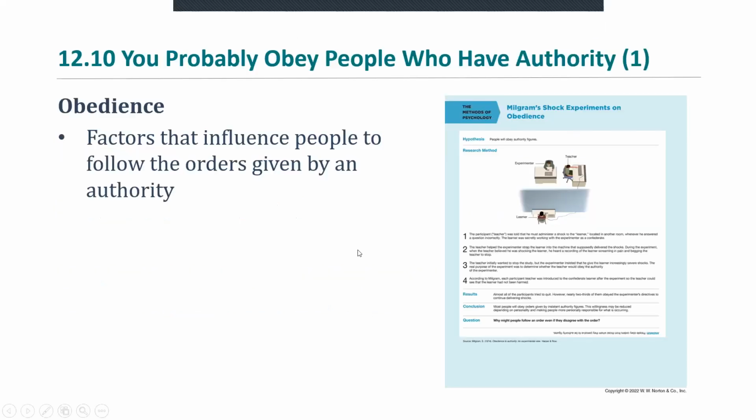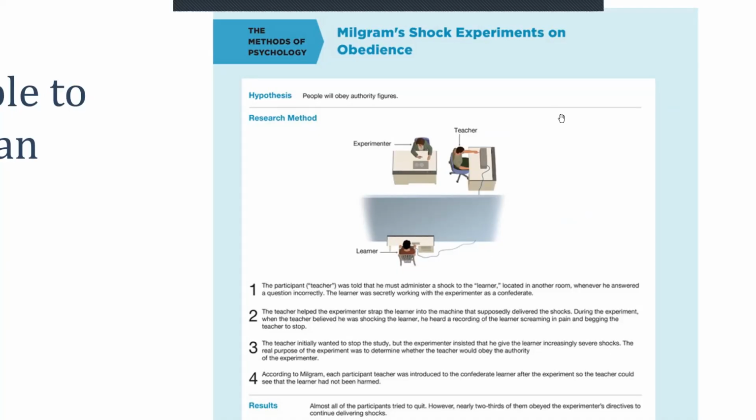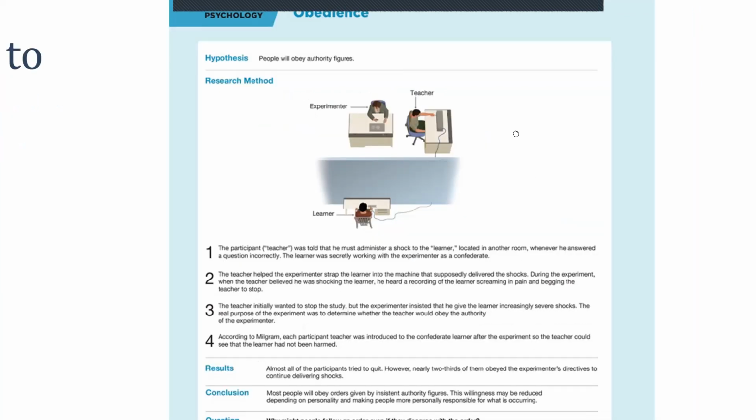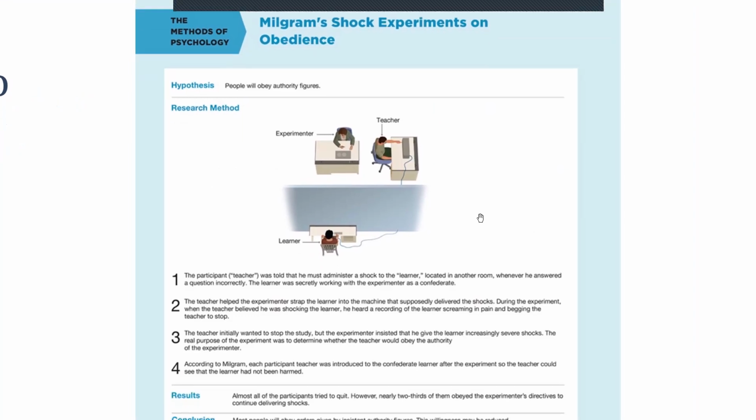So, Milgram's classic experiment on obedience is summarized in the Methods of Psychology feature on page 488 of your textbook. It looks like this. Make sure you read it over. I'm not going to go over this now because I will be covering it during upcoming slides, but make sure you do read through it and make sure you understand the setup and the procedure and the results.